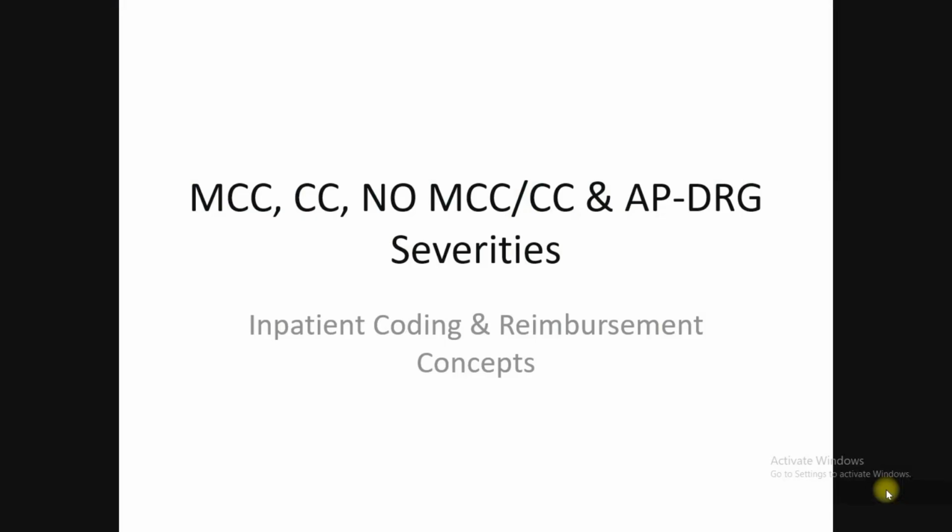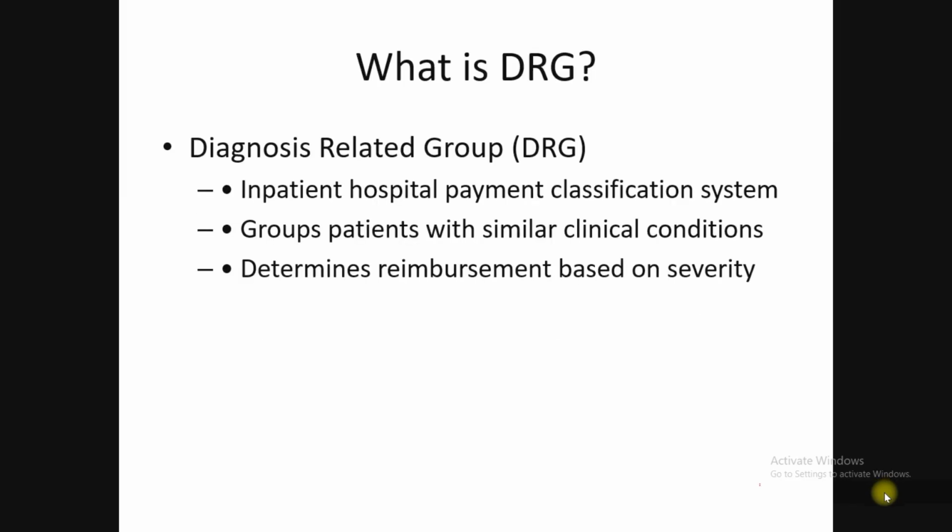So MCC, CC, no MCC and APR-DRG. These are very important inpatient coding and reimbursement concepts you need to understand while coding inpatient charts. So what is DRG? DRG means diagnosis related group. Mostly in inpatient coding or IPDRG coding, DRG is the payment classification system. We have two types of DRGs, MS-DRG as well as APR-DRG. In this session, we will speak a little bit about APR-DRG.